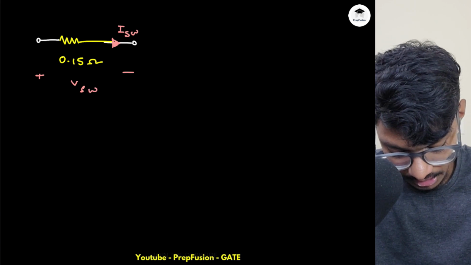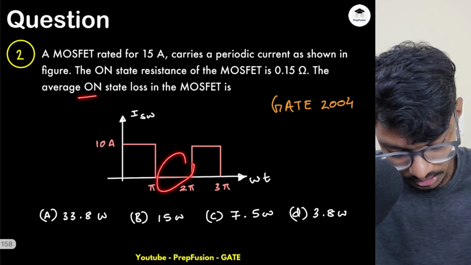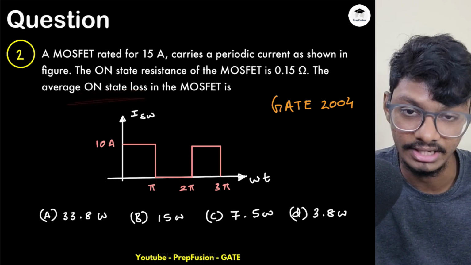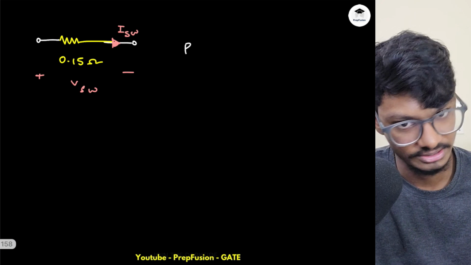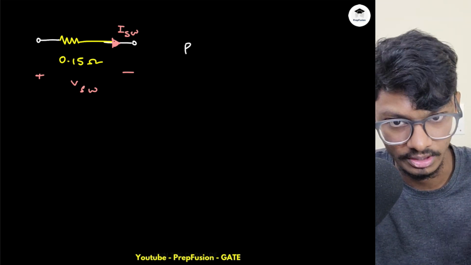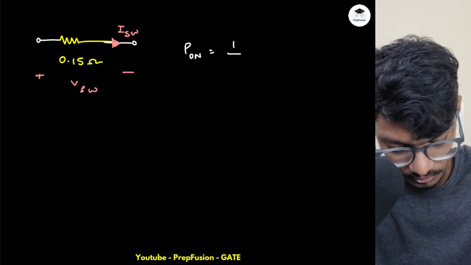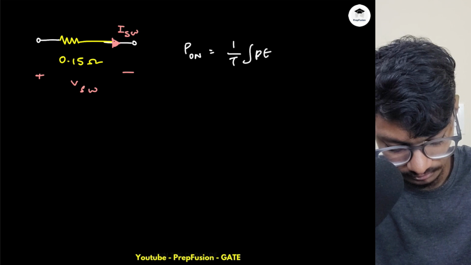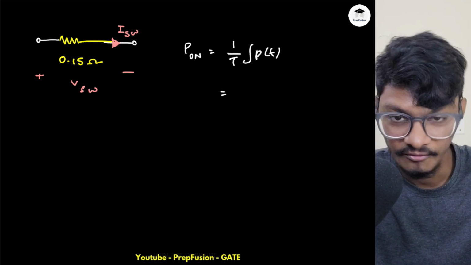Power loss will be the average power loss. It has asked us to find the average on-state loss, because during off time the current is zero. So during off there is no current flow, so there will be no off-state or blocking loss. Only the on-state loss remains, which is simply the 1 by T average of p(t), that is v(t) into i(t).